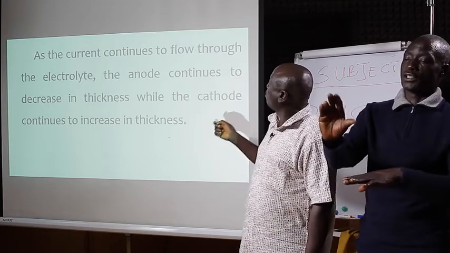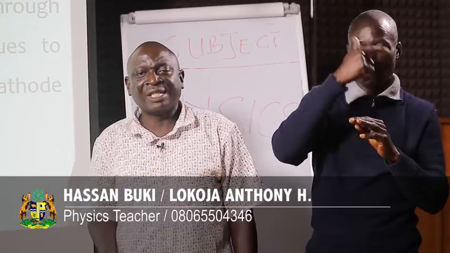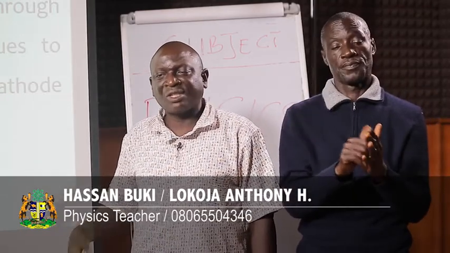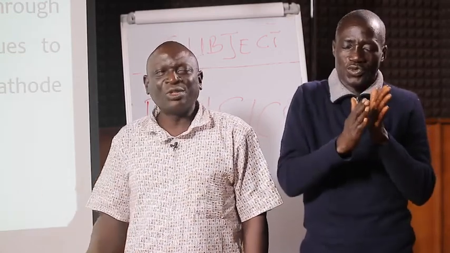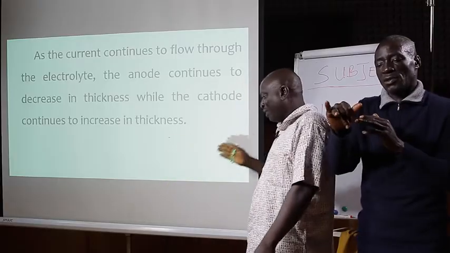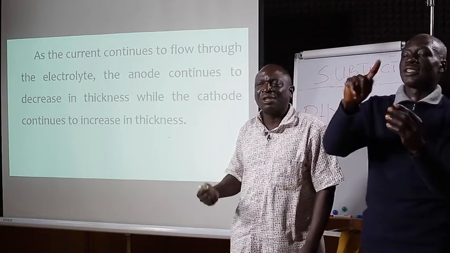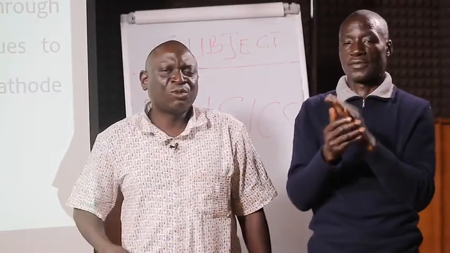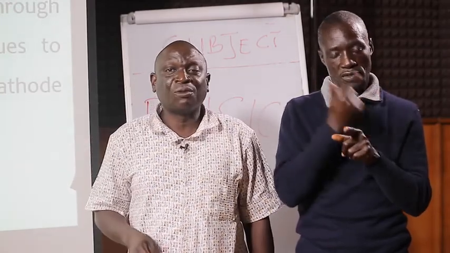As the current continues to flow through the electrolyte, the anode continues to decrease in thickness while the cathode continues to increase in thickness, because as the process continues, the anode decreases and therefore reduces in thickness. As it is decreasing, it is being collected at the cathode, so the thickness of the cathode increases. Learners, with this one, we have come to the end of our lesson for today.